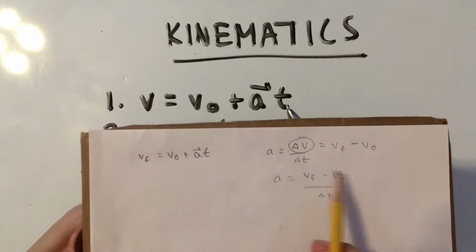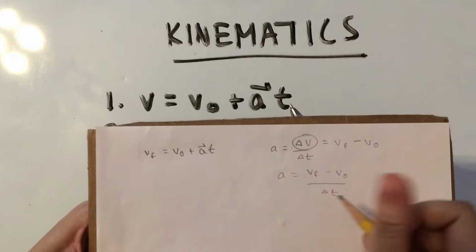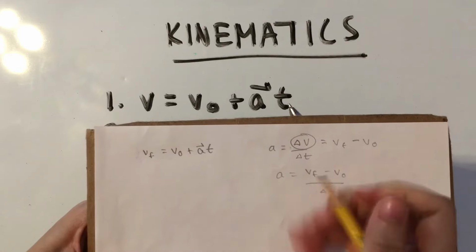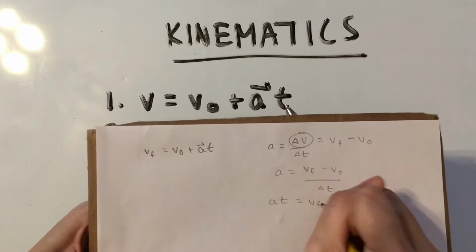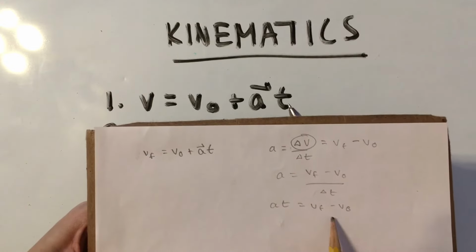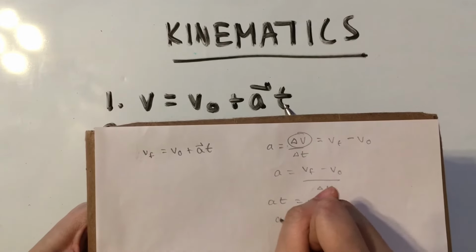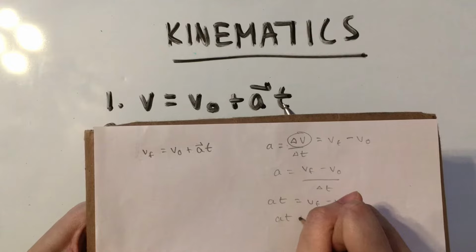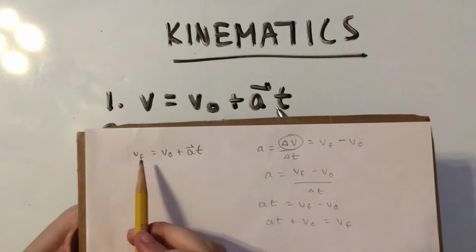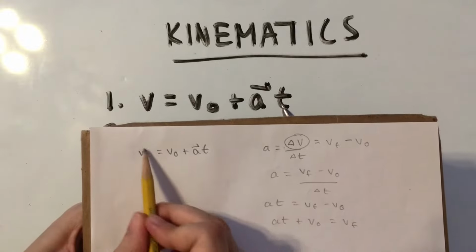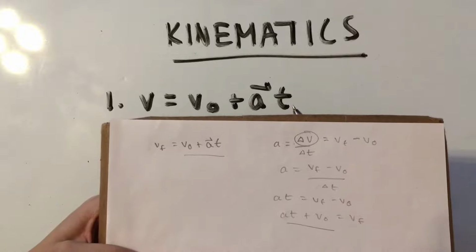Well, that's starting to look a lot like what we have here, because when we rearrange this and multiply time by both sides, we get acceleration times time equals final minus initial velocity. And if we add the initial velocity over here, we get at plus v sub 0 equals final velocity. And that's essentially what we have here. Final velocity equals initial plus acceleration times time.